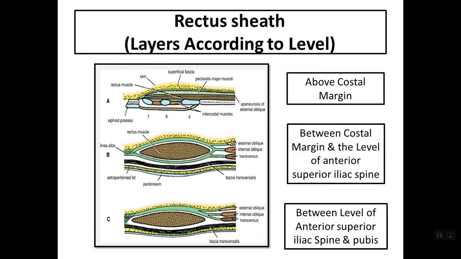And what does the rectus sheath consist of, according to the level? What are the layers of the anterior wall? What are the layers of the posterior wall? Above the costal margin, the rectus sheath anteriorly is formed by the aponeurosis of the external oblique, and posteriorly it consists of the fifth, sixth, and seventh costal cartilages with their intercostal muscles.